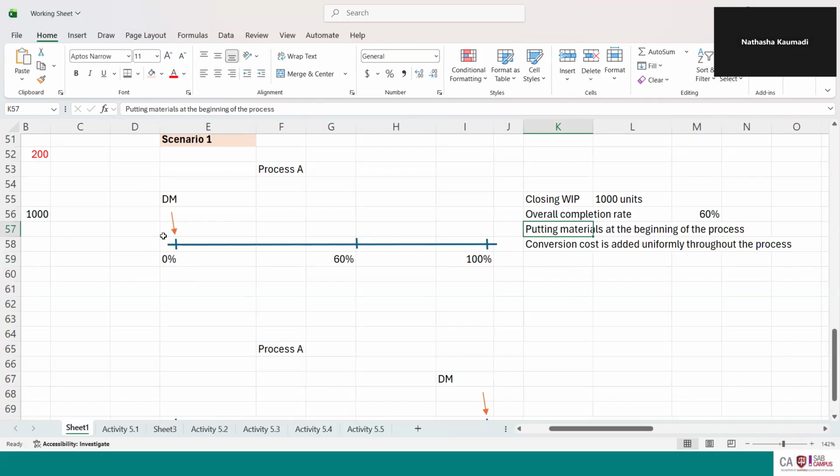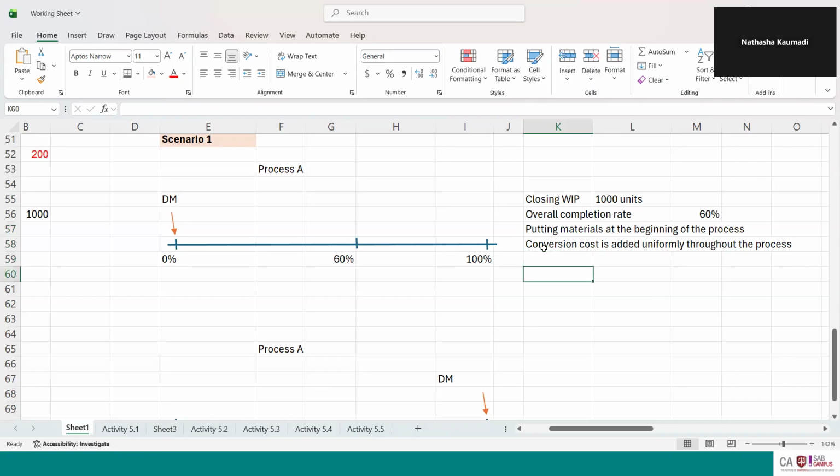But think about conversion cost. Not putting everything together at the very beginning. When you go along the process, you slowly, uniformly put those conversion costs into the process. Now, my point is when you have these different degrees of resources, you can't directly say the equivalent units.